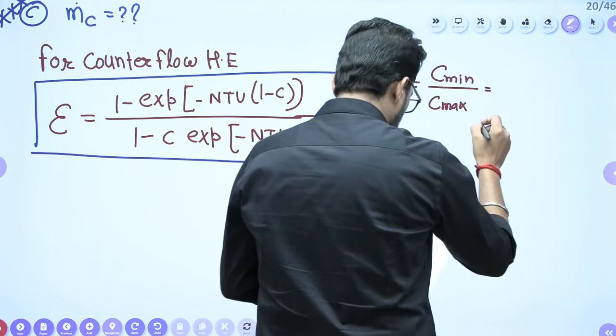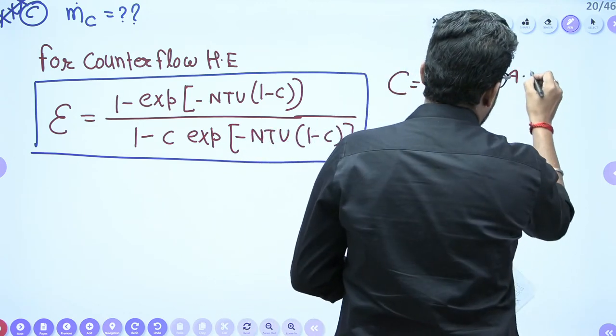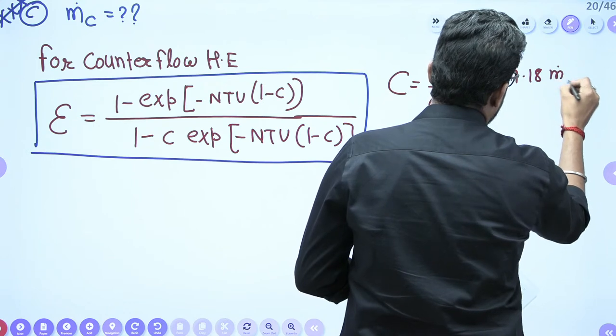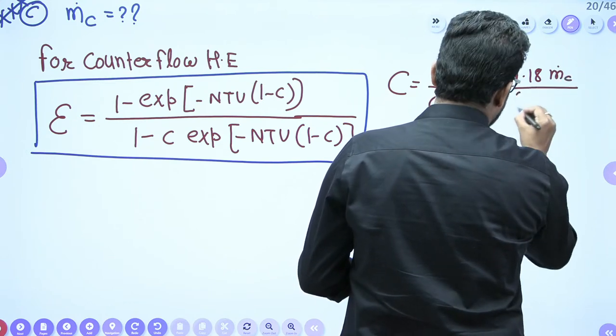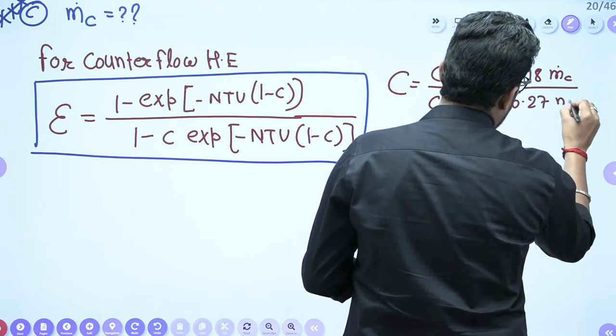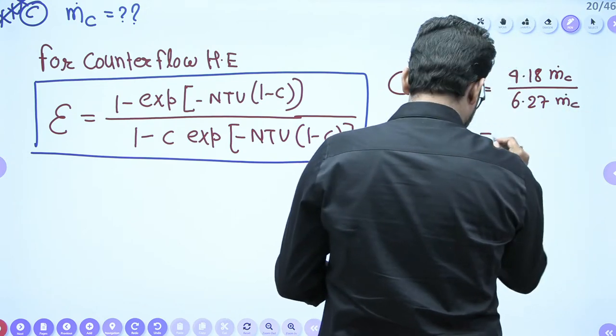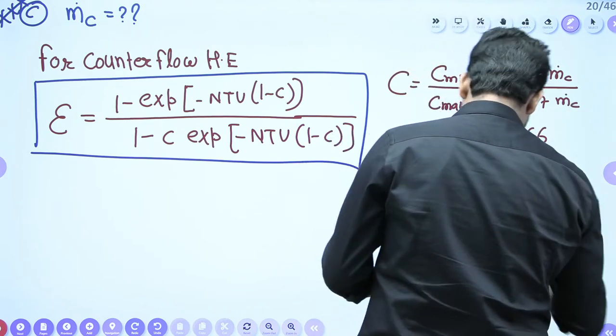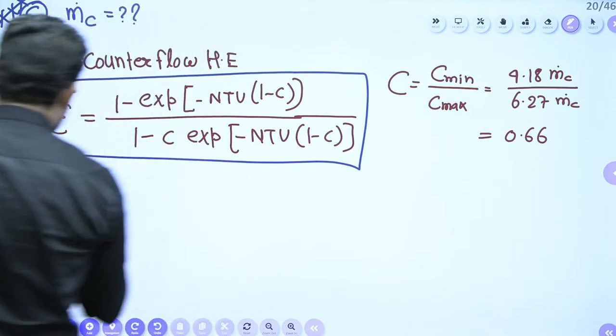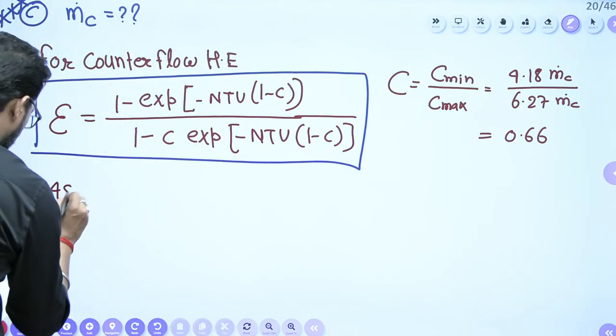What is your C minimum, beta? 4.18 m dot of C. What is C maximum? 6.27 m dot of C. Solve this one. This is 0.66. Now, effectiveness, you have 0.48.